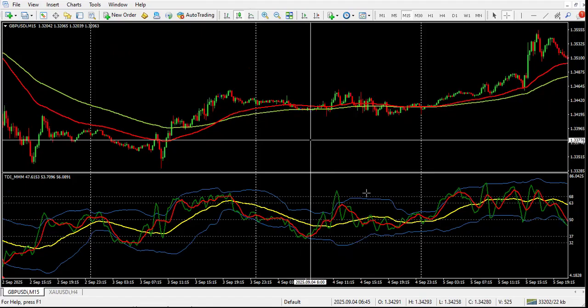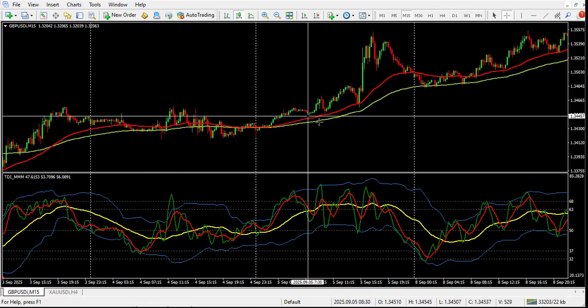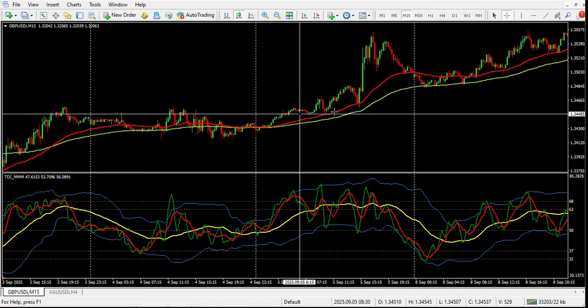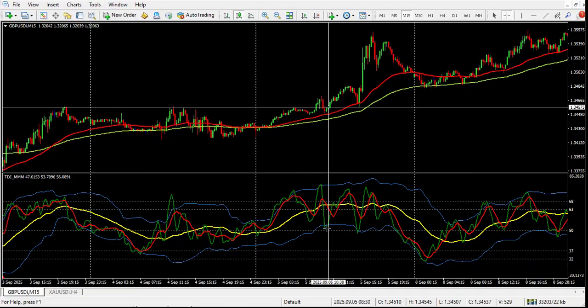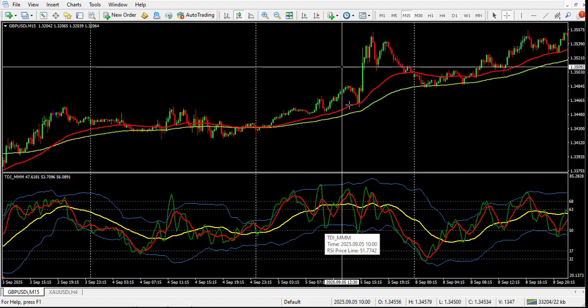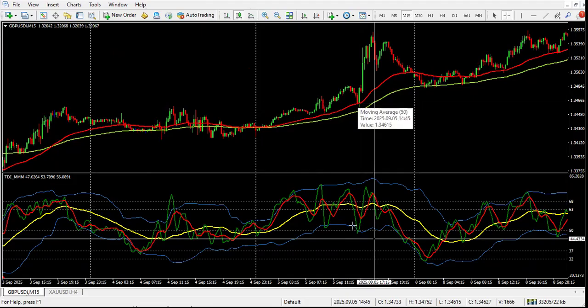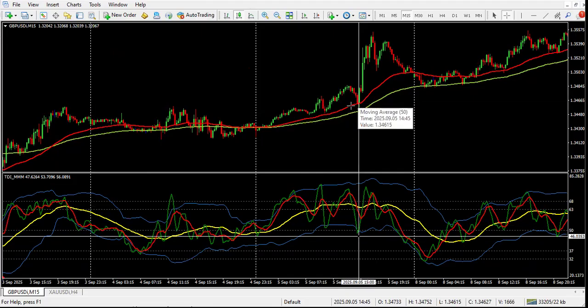All right, now watch this. Same thing, right? You've got this low. This low is higher than this low, but it's lower than that same low on the TDI. It's an indication for a buy. Then you've got this low, which is higher than this low, but lower than this low. That's another indication for a buy.